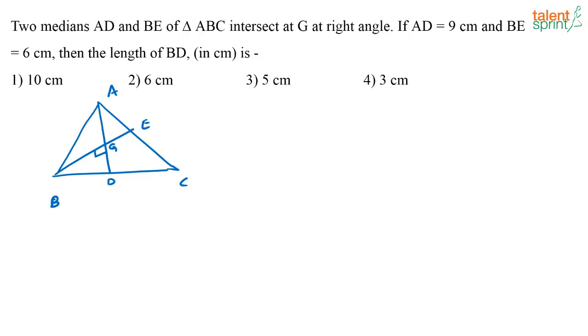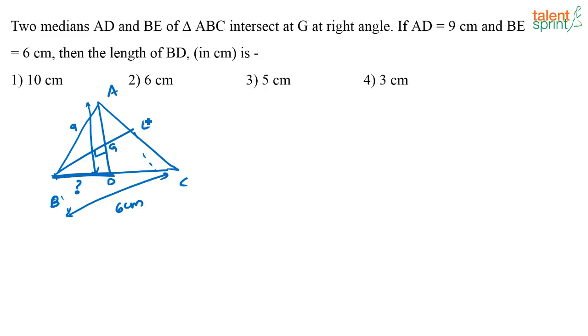They are intersecting at G, and it is given that AD, this length, is 9 centimeters, and BE, this length, is given as 6 centimeters. You have to find out the length of BD. This length you have to find out. What is BD? Now here again you have to use the property of a centroid. What does the centroid do? The median will be divided in the ratio 2:1.